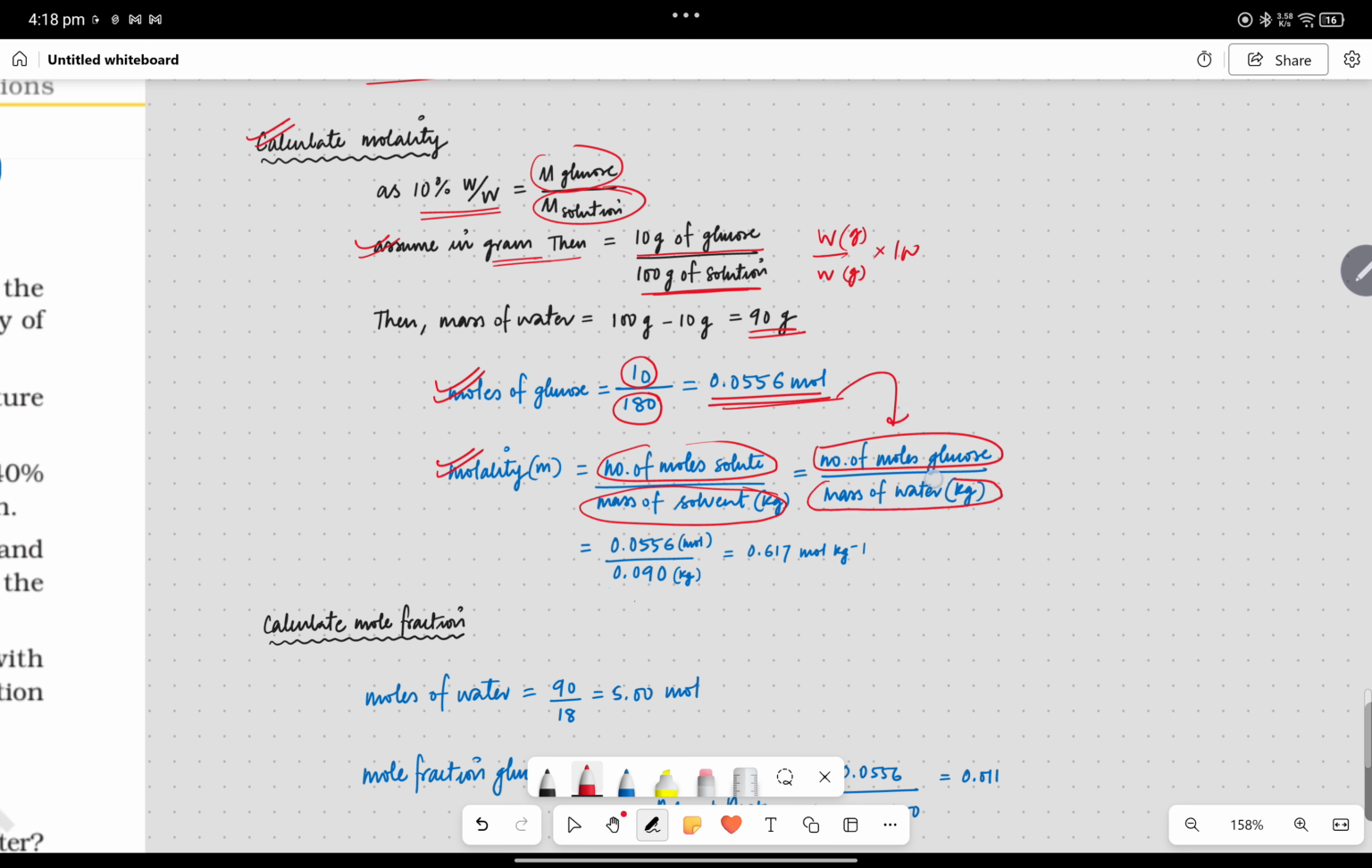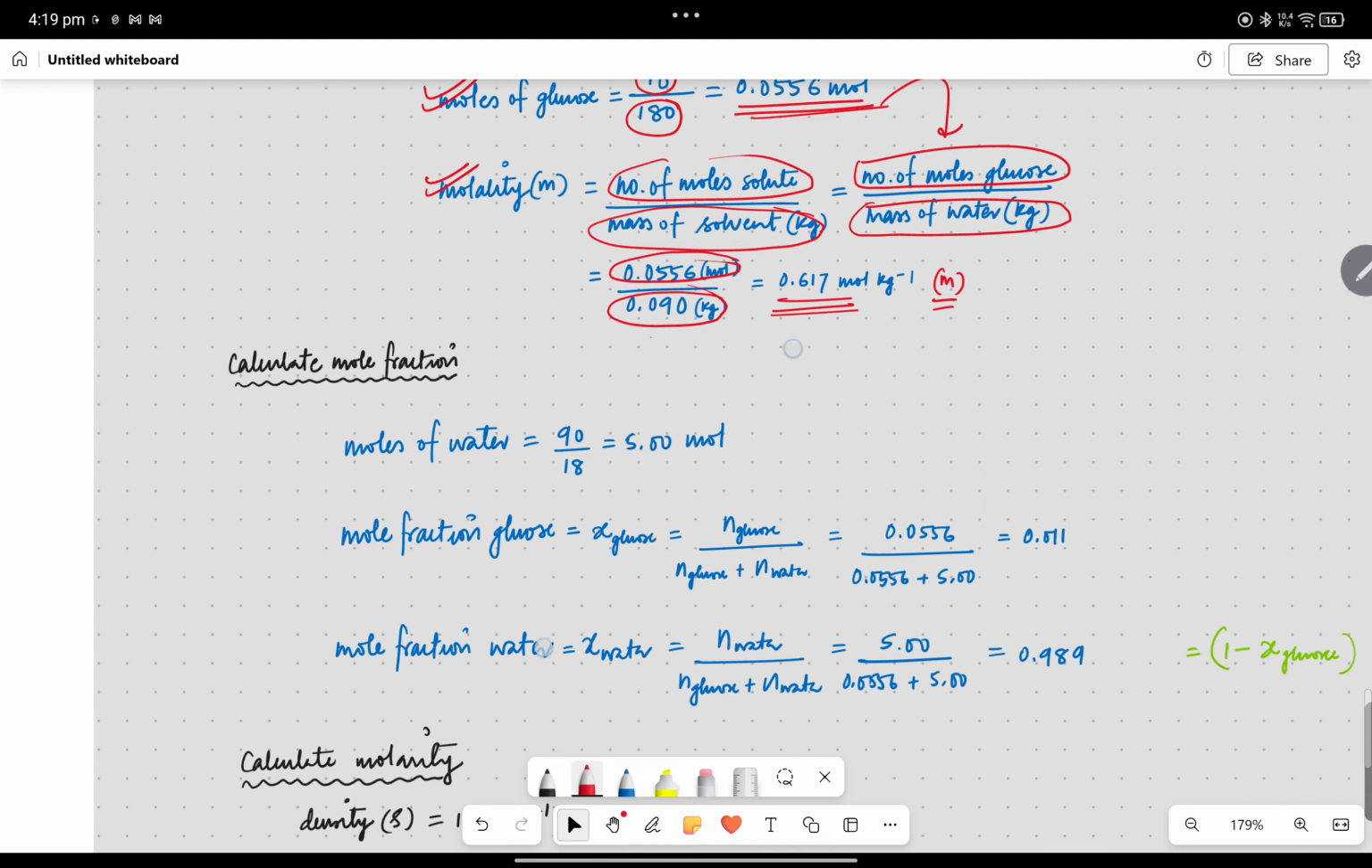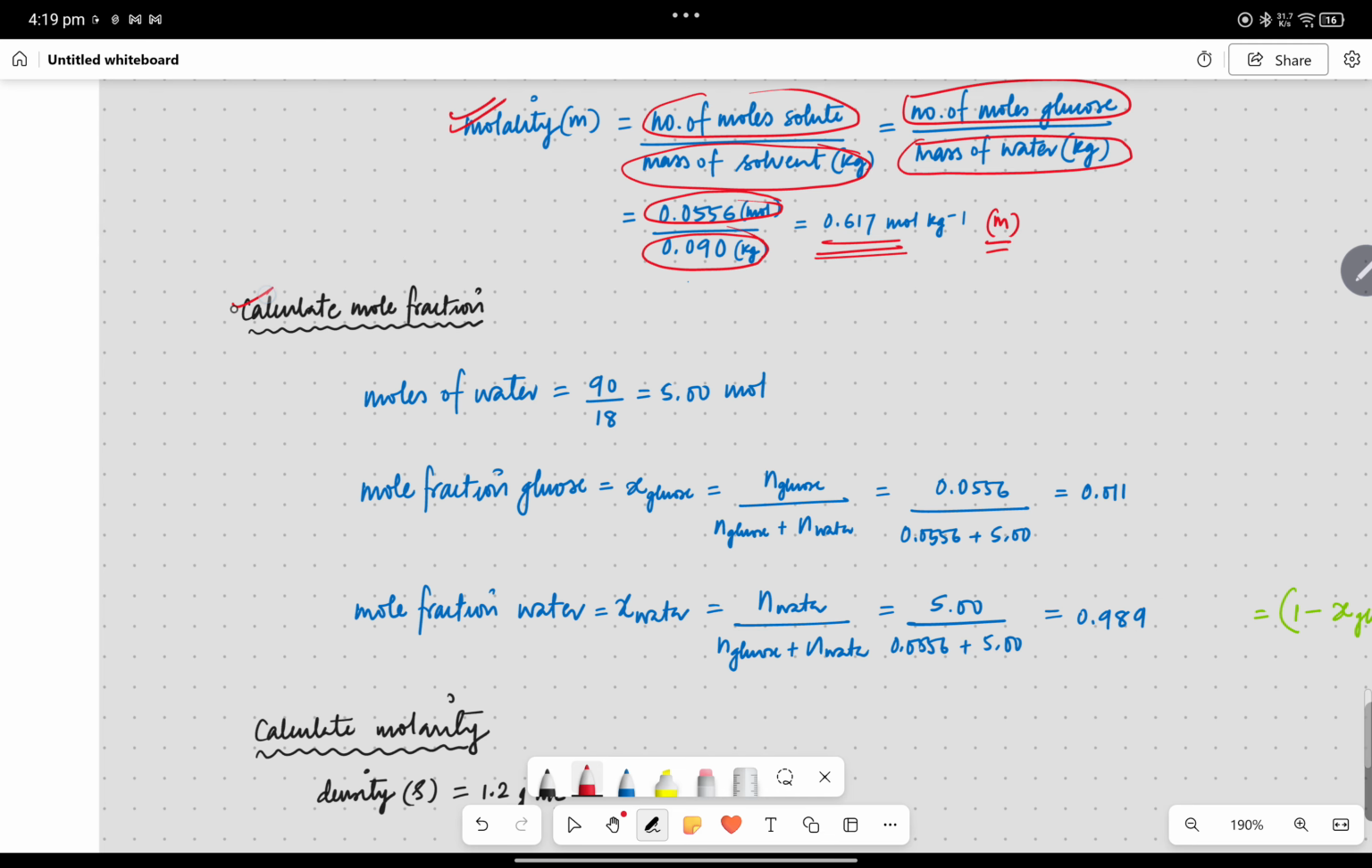and the mass of water, the solvent is water, in kg. We have the mass of water in gram, we have to convert it to kg, that is 0.090, so we have to divide it by 1000, so we are going to get that in kg, right? And now we have moles of glucose and the mass of water in kg, divide that, and you are going to get the answer 0.617 mole per kg, and you can also write the unit as small m. Okay, simple.